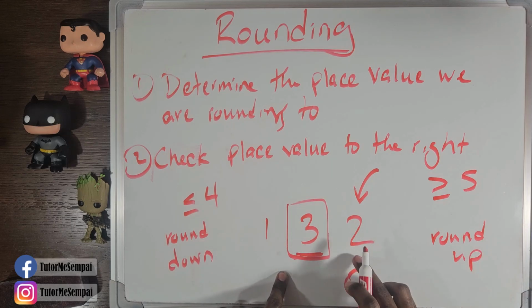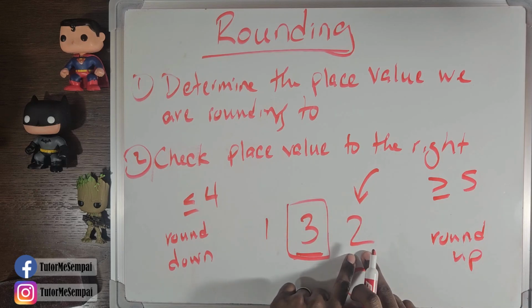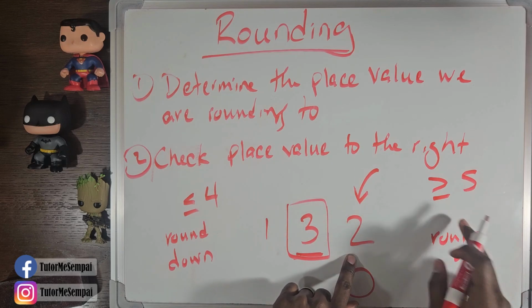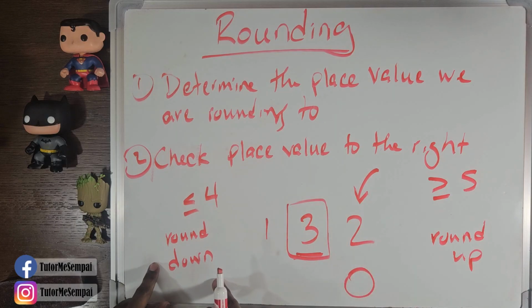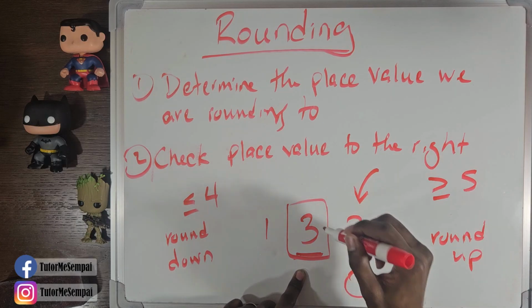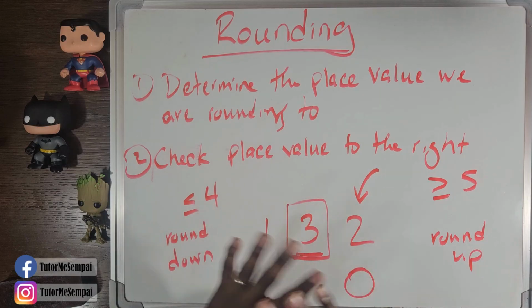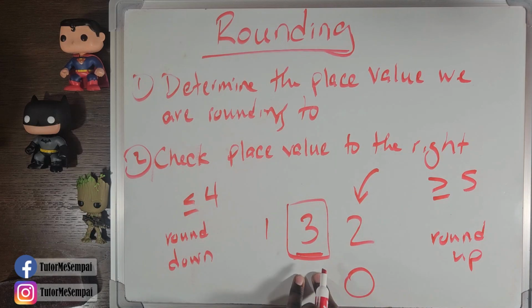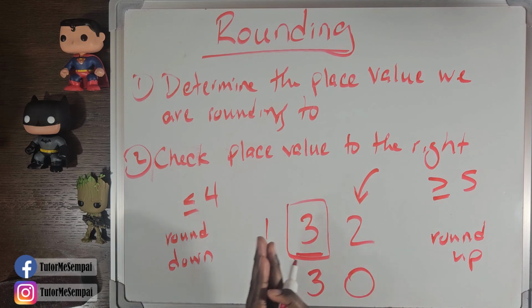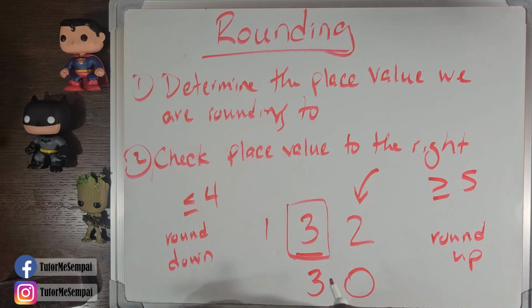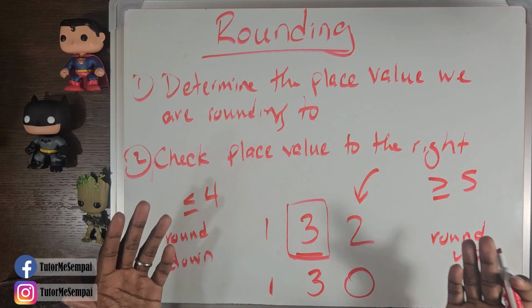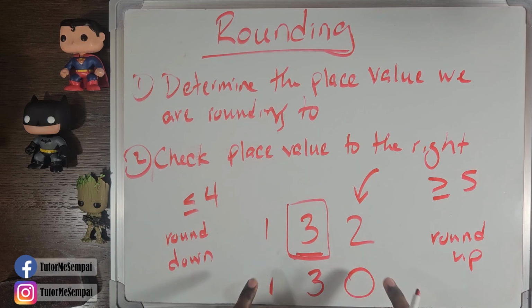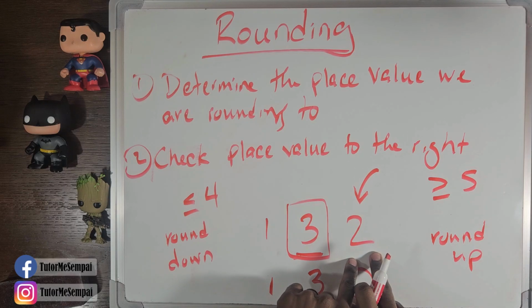Now, we have to determine, are we rounding up or rounding down? Is 2 greater than or equal to 5? No. So we're not rounding up, we're rounding down. Whenever you round down, the place value you're rounding to doesn't change. It stays the same. So 3 stays a 3. And all the digits before this place value also stay the same. So you bring that down here.